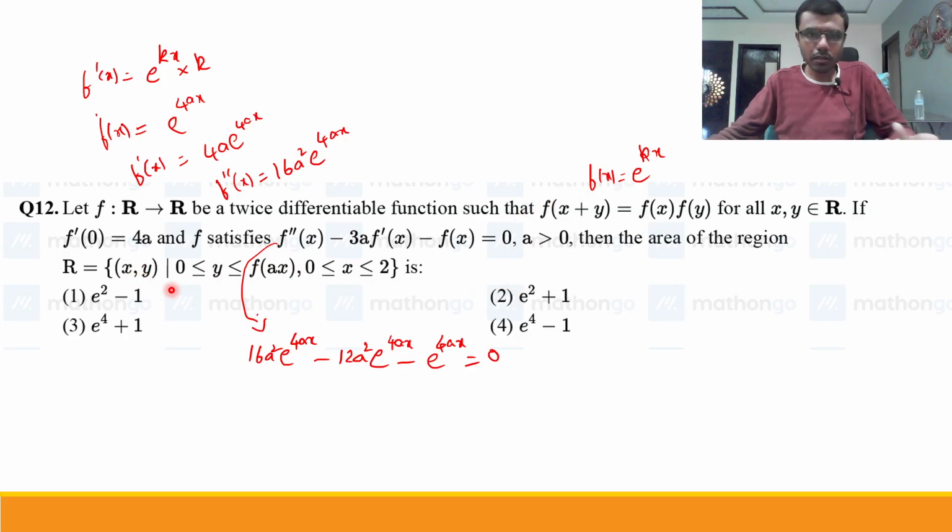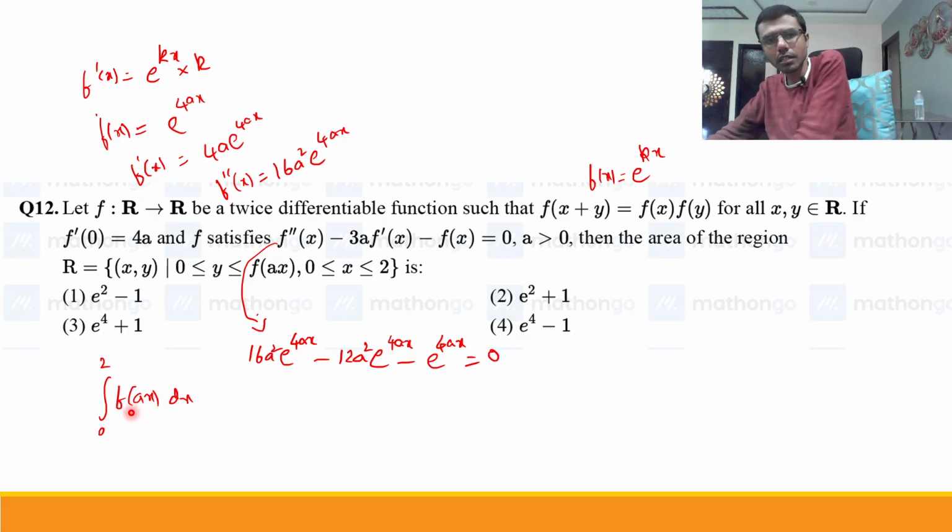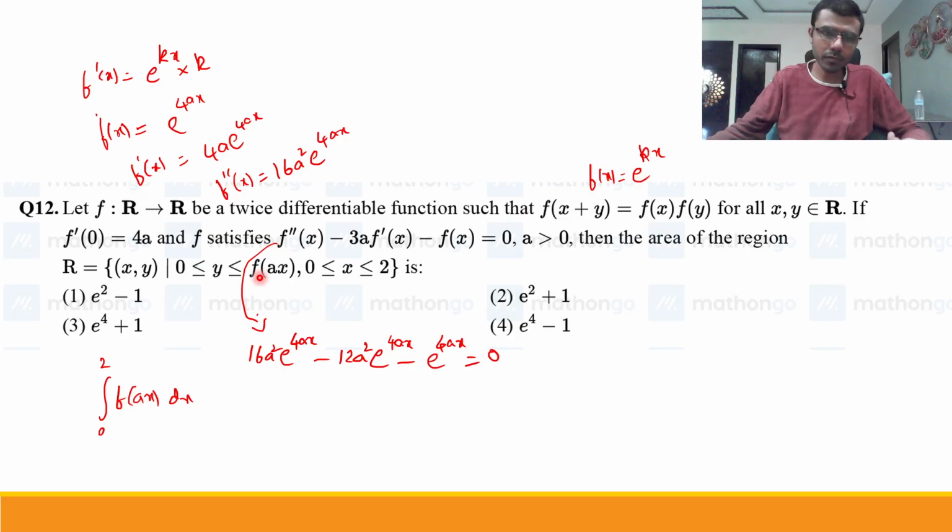Now next you need to find out this area. This area you need to do it yourself. Okay, this area you need to do it yourself. If you want a hint, it's nothing but integral 0 to f of ax dx. Okay, a you will get as 1 by 2, so integral 0 to f of x by 2. So based on a you can decide the function and then do it. Do the rest and give the answer.